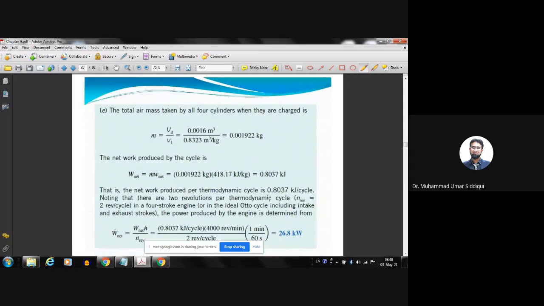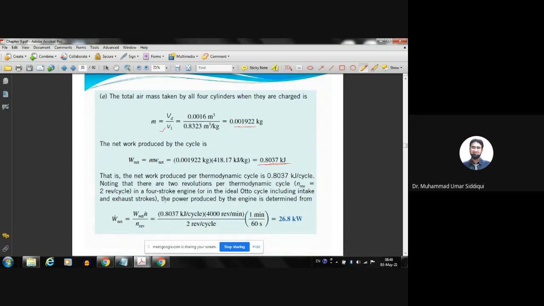The last part is where it is said that we have 4 cylinders, and we know the volume of a single cylinder. We know the specific volume for the air in this case, so we can determine how much is the mass of the air moving through all these processes. If you multiply the work net by the mass, we can determine the amount of energy generated in each cycle.